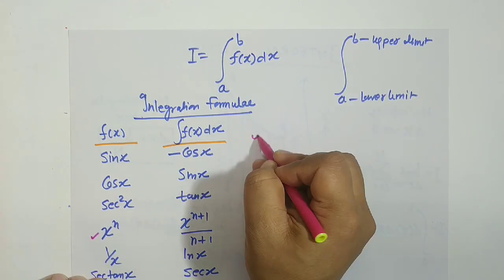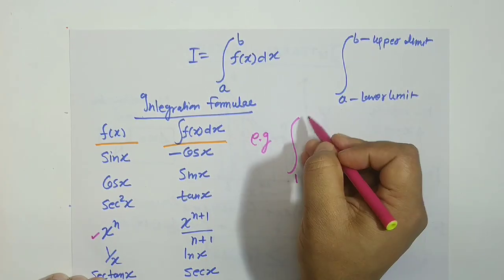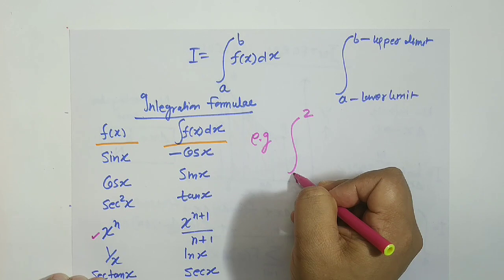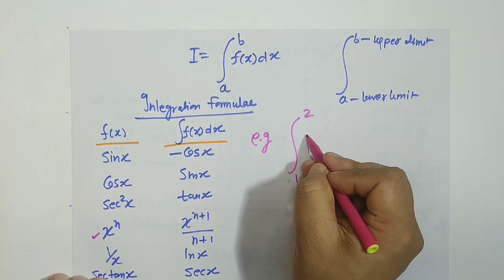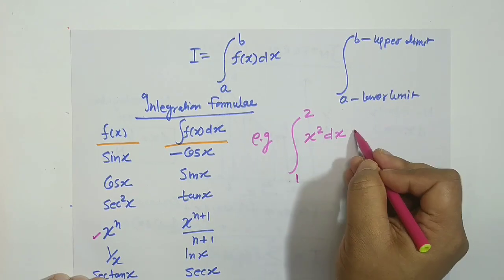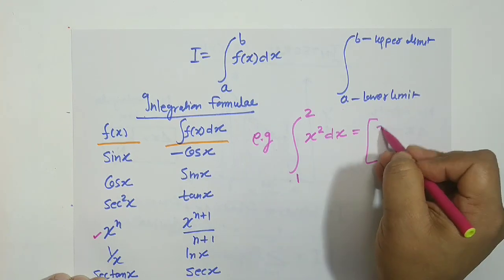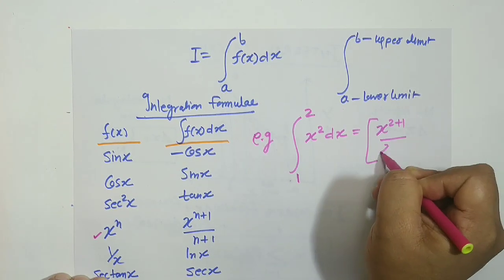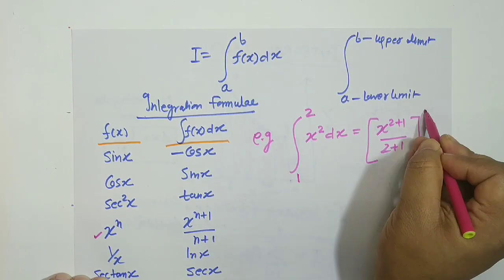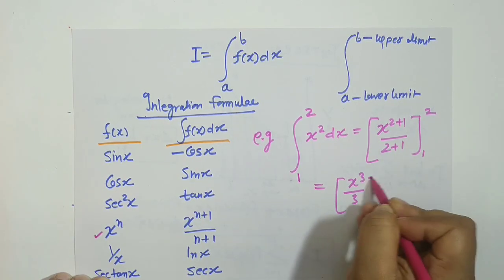And the main thing is this. I will give you an example. If you are going to integrate from 1 to 2, and it is written x square, so x square dx. What will be the answer for this? Do you know? Apply this: x^(n+1) upon n+1. So 2+1 upon 2+1. The limits are 1 to 2. So it will be x cube by 3, from 1 to 2.